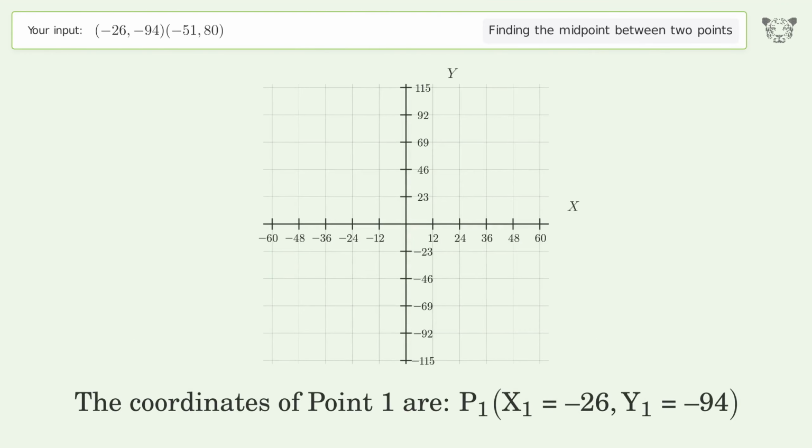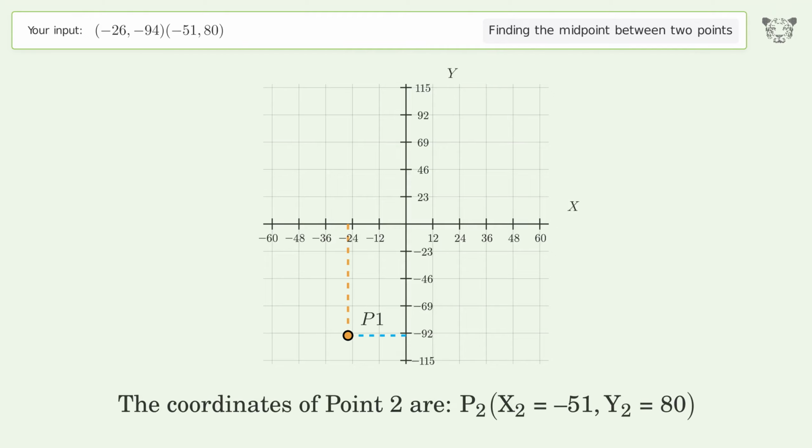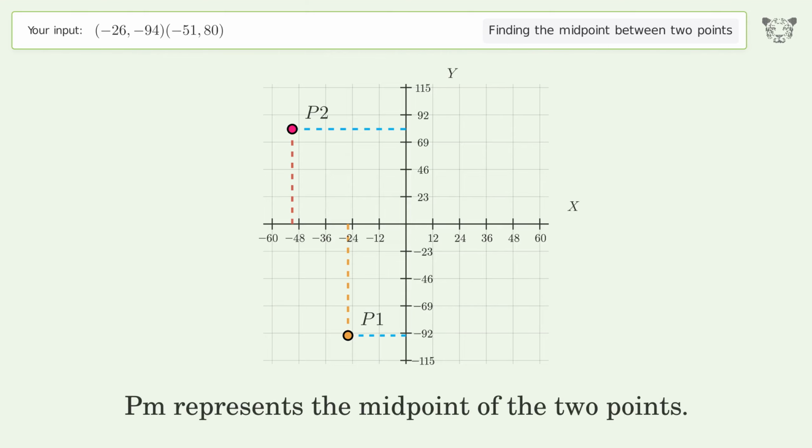The coordinates of point 1 are, x1 equals negative 26, y1 equals negative 94. The coordinates of point 2 are, x2 equals negative 51, y2 equals 80. PM represents the midpoint of the 2 points.